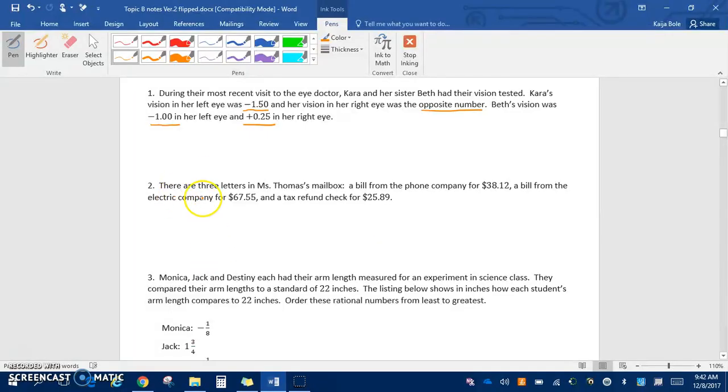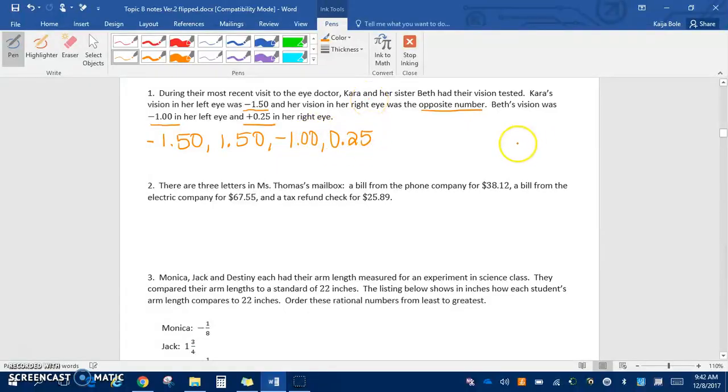So first we need to list out all of the rational numbers, so negative 1.50, and then the opposite was her right eye, so that'd be a positive 1.50. We had a negative 1 and a positive 0.25.